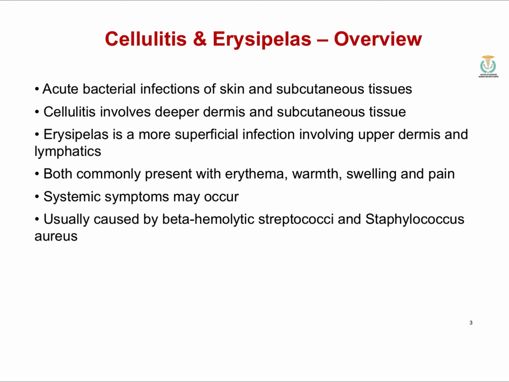The most common organisms are beta hemolytic streptococci, while Staphylococcus aureus is particularly important when there is a purulent disease or an abscess. So, clinically, don't focus only on the color of the skin, look at the border, depth, presence of pus, and systemic symptoms.